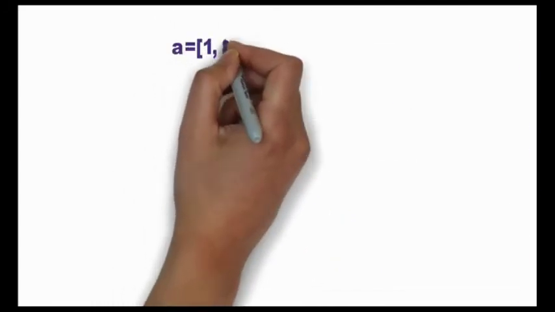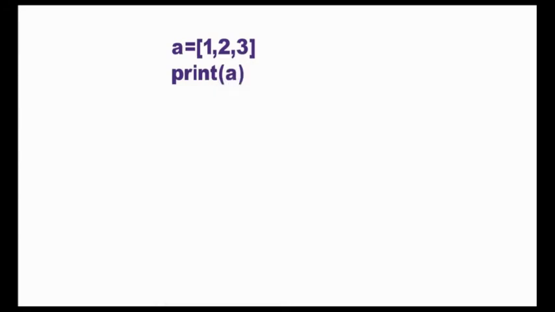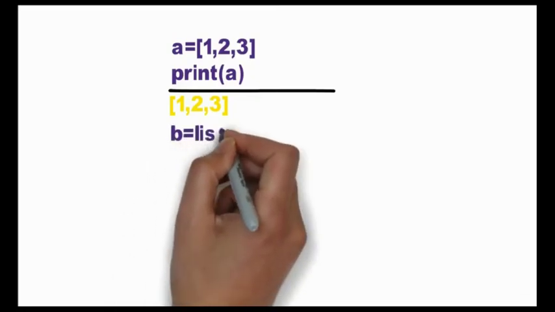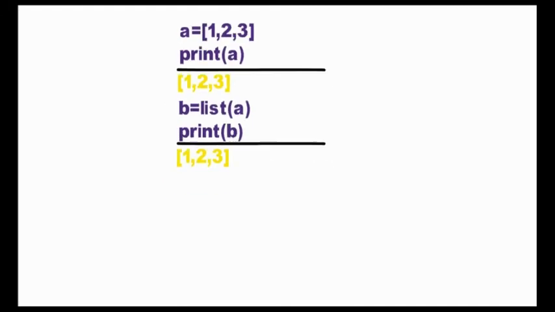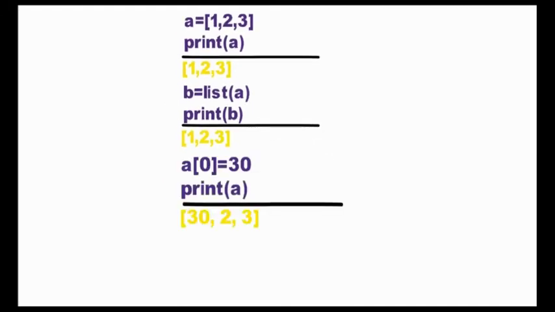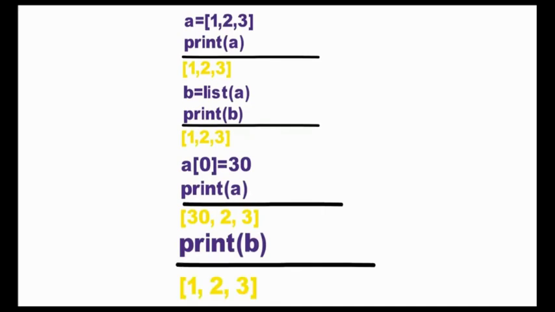Let's create the list A again, A = [1, 2, 3]. In order to copy the values of list A to B, we should write B = list(A). So even if we change the values of list A now, the values of B will remain the same. But there is one more problem with this approach. Let's try to understand what that is.